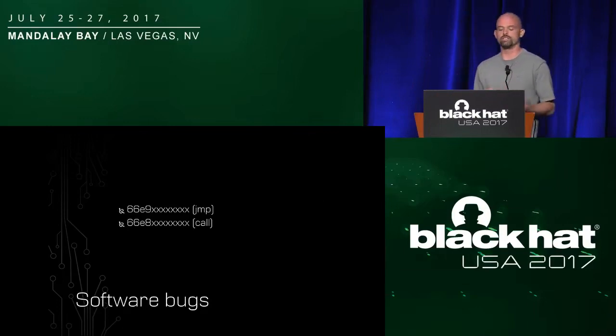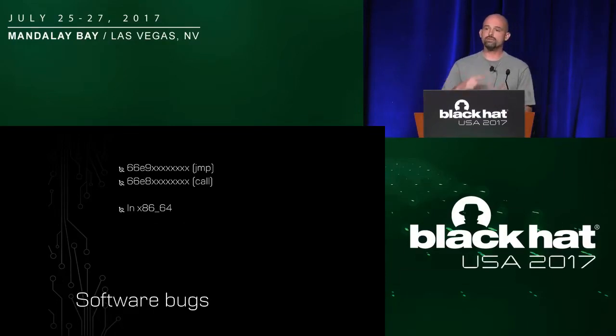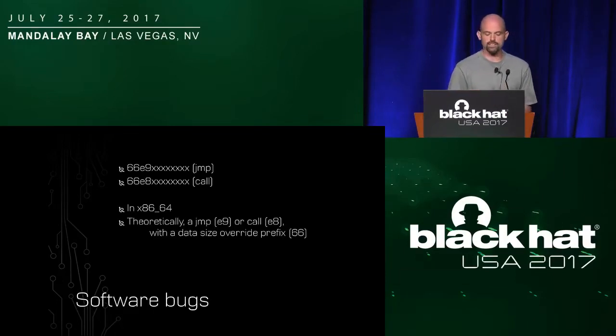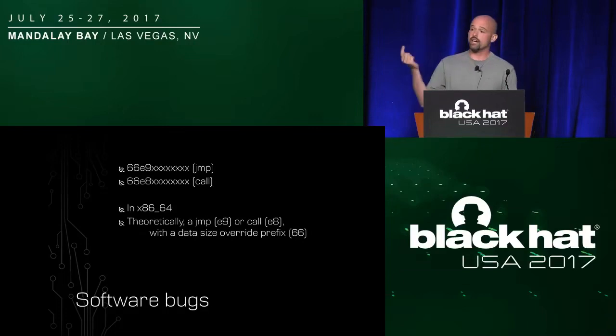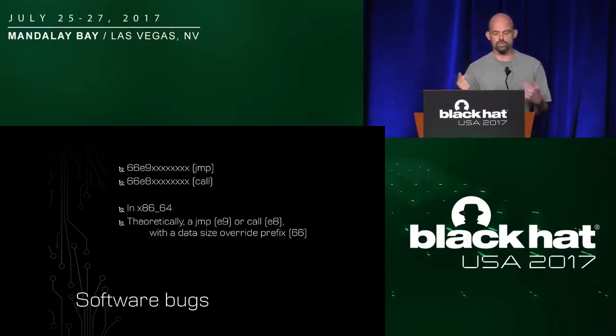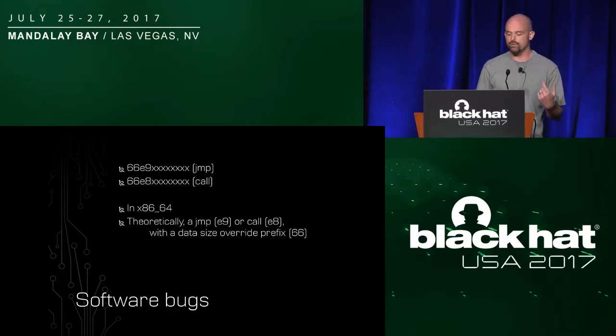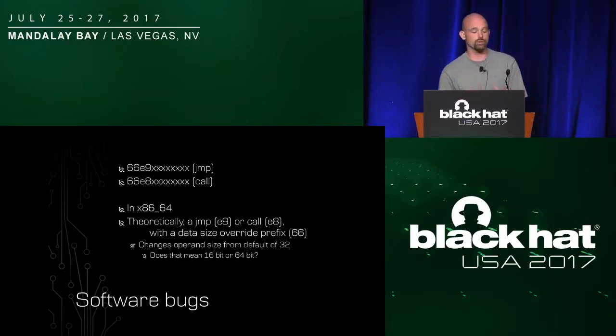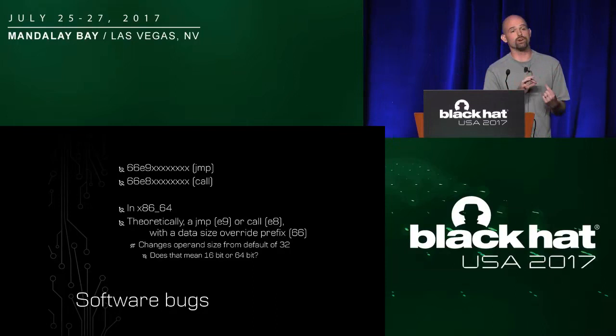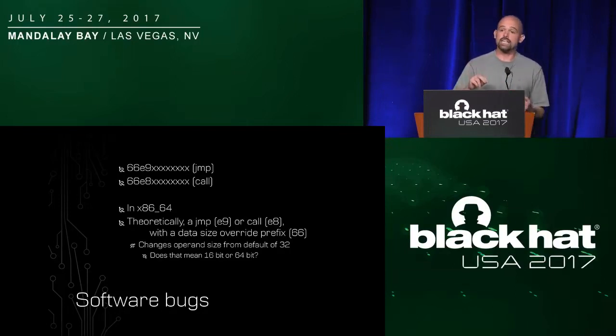Two of the more interesting ones I found were these jump and call instructions. In the 64-bit version of the x86 architecture, theoretically, E9 is a jump instruction, E8 is a call instruction, and 66 is what's called a data size override prefix. What 66 is supposed to do is change the default operand size of that instruction. Normally E9 and E8 take a 32-bit operand, so 66 is supposed to change that, either to a 16-bit operand or to a 64-bit operand.